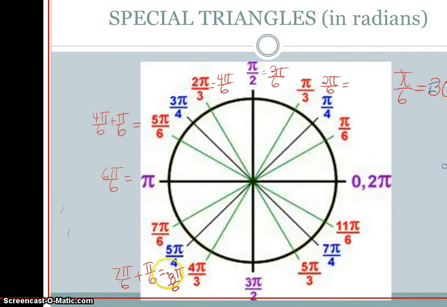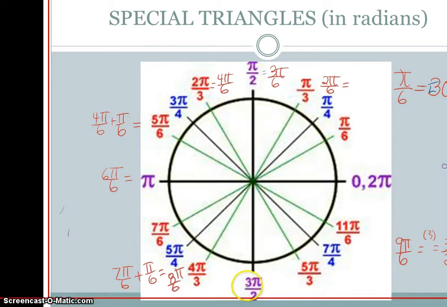Okay. Once again, we can add another pi over 6 onto 8 pi over 6. So it's 9 pi over 6. And if we reduce it, we see it's going to be equal to 3 pi over 2, because we reduced both sides by 3. So this is 3 pi over 2.